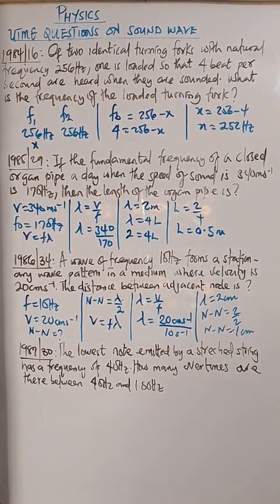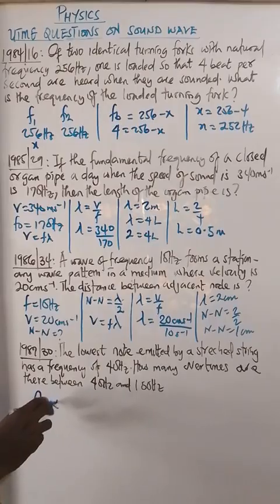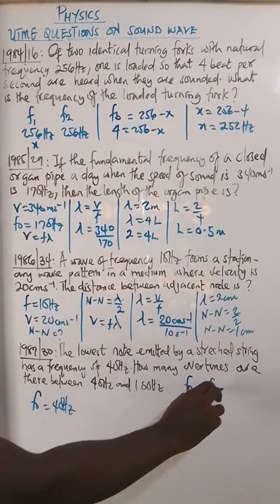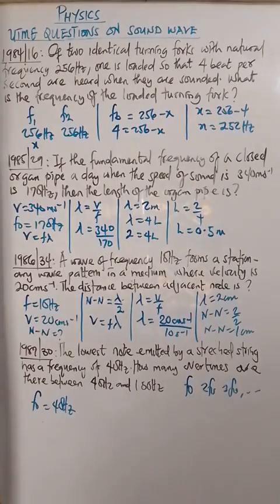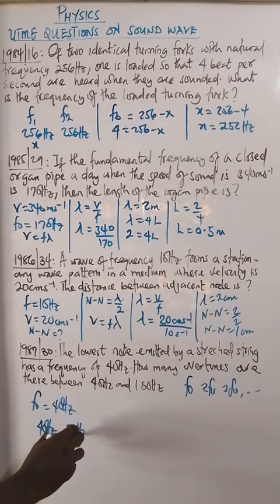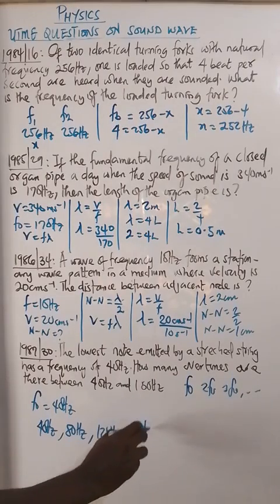Next question. The lowest note emitted by a stretched string has a frequency of 40 Hz. So this 40 Hz is what? The fundamental note. Then I ask, how many overtones are there between 40 and 150 Hz? We know for a stretched string, the pattern is f0, 2f0, 3f0, 4f0, and the likes, so it follows natural numbers. So this is our fundamental, 40 Hz. Second one will be times 2, 80 Hz. Times 3, 120 Hz. Times 4, 160 Hz.